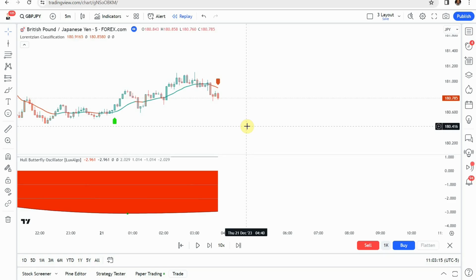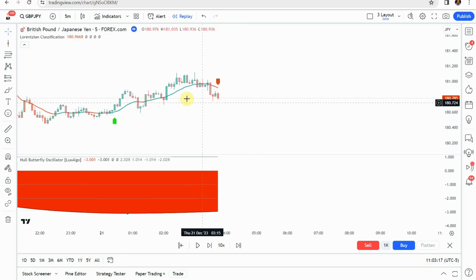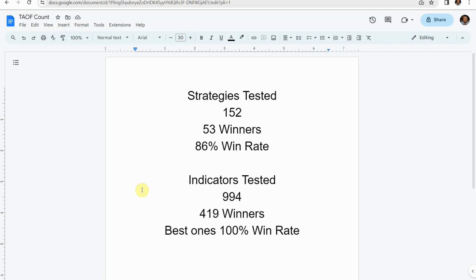Alright, as I said, today we will be testing a 5-minute scalping strategy. Before we do though, I wanted to put the testing scoreboard up for everyone to see. So to date, we have tested a total of 152 different strategies, with 53 of them being winners. The best one so far was able to achieve an 86% win rate. That is the Academy of Forex strategy with the Z-score probability indicator.